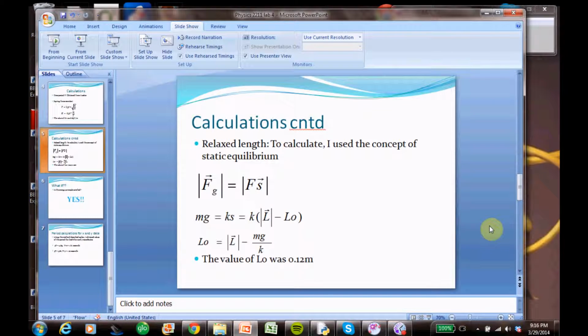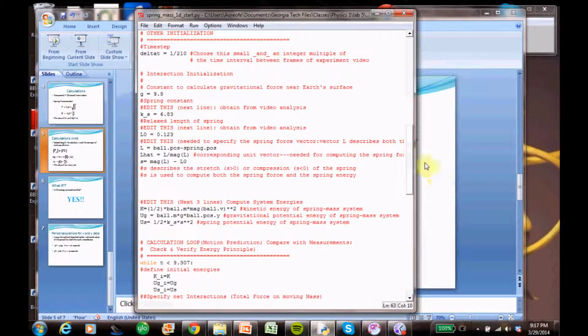I then had to calculate the initial length of the spring. To do this, I used the concept of static equilibrium, whereby the force of gravity equals the force of the spring. This gives us the equation mg equals k times L minus L naught, and to find L naught was simply a matter of rearranging that equation to solve for L naught. The value of L naught was obtained to be 0.12 meters.